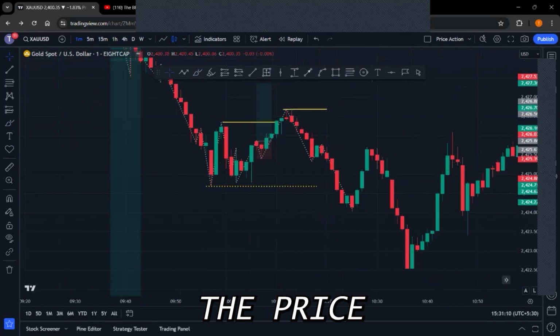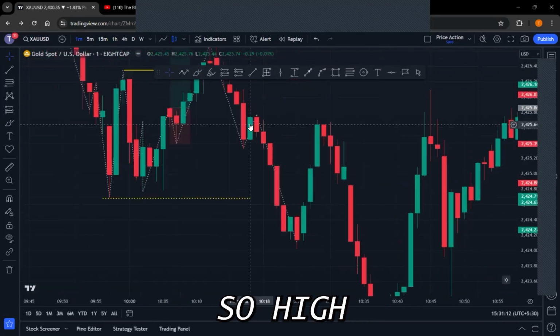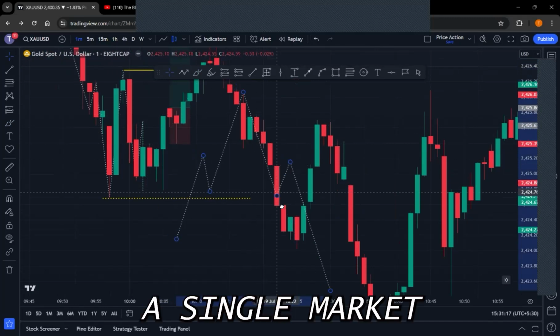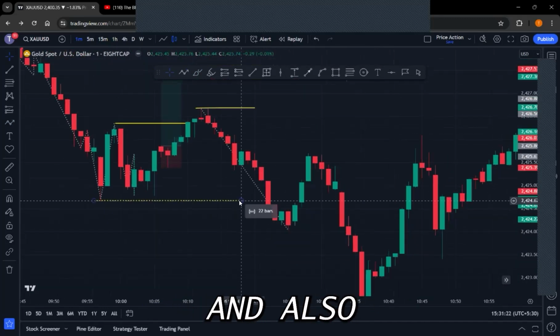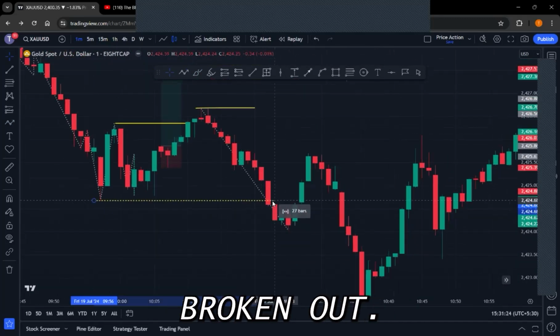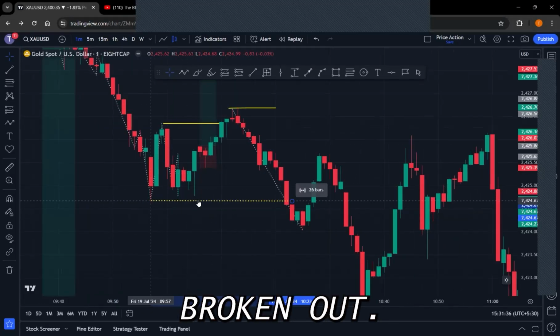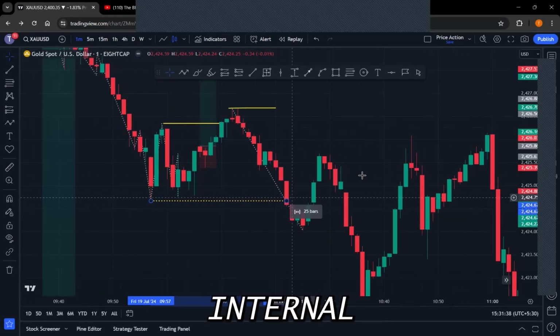So let's see if the price took out this previous high or not. The high of this candle is 76 and the high is 77. So this will be regarded as a single leg in the market, something like this. And also while doing that, the price has broken out the major resistance zone. So the price also did what? Price has broken out this major, you can say, internal support over here.